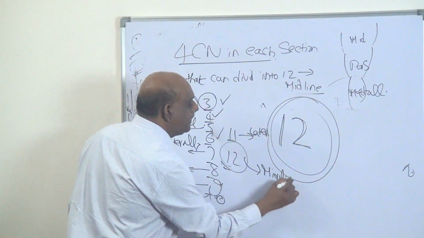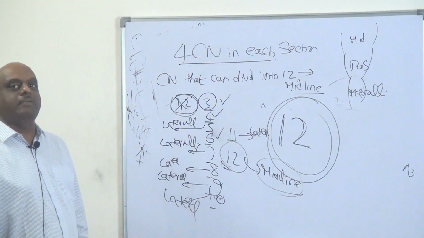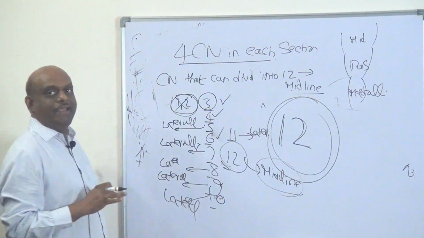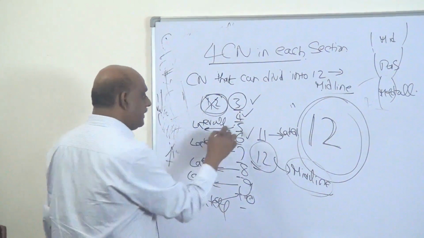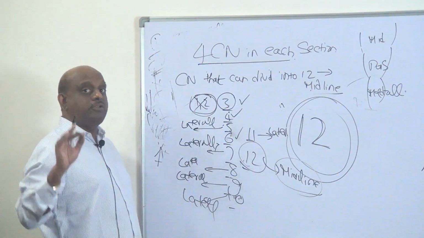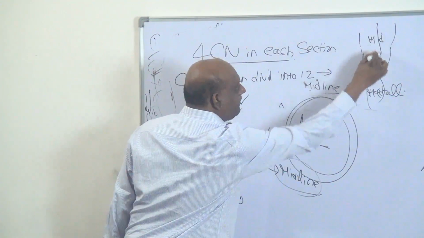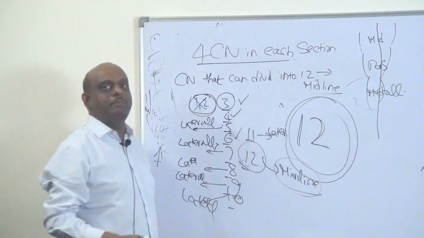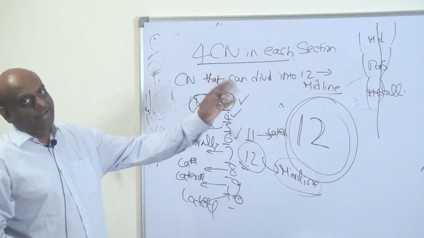So now tell me, doctor, what are all the cranial nerve nuclei which are located medially in the midline? Cranial nerve 3, cranial nerve 4, cranial nerve 6, cranial nerve 12. These 4 cranial nerve nuclei are located medially, that is in the midline, is what you have to remember, and the remaining cranial nerves are all located laterally.